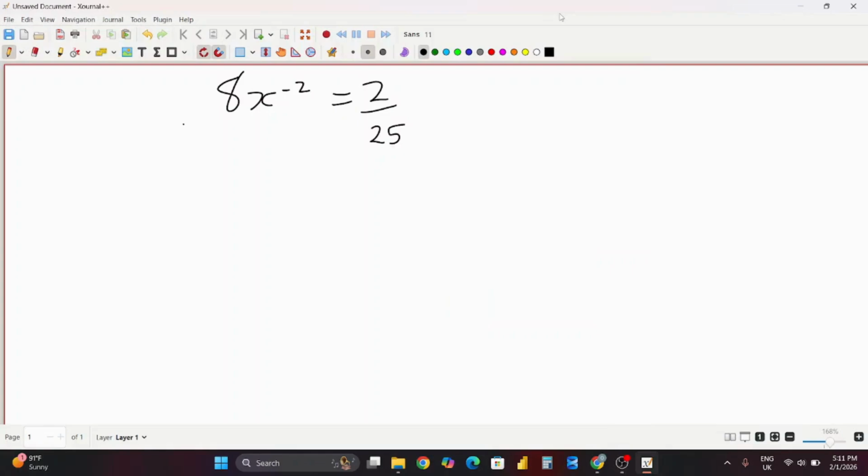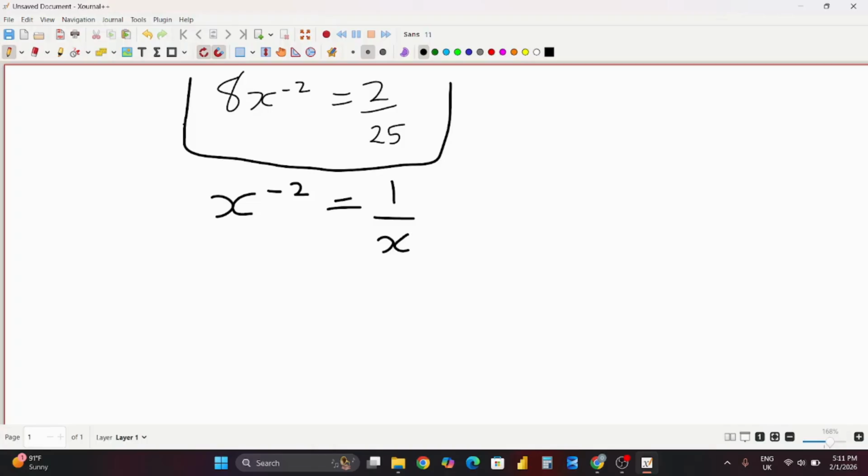This type of question is answered following the steps. Firstly, we will write the negative exponent, which is x raised to the power minus 2, as 1 all over x squared. So that changes the expression into 8 all over x squared, which equals 2 over 25.